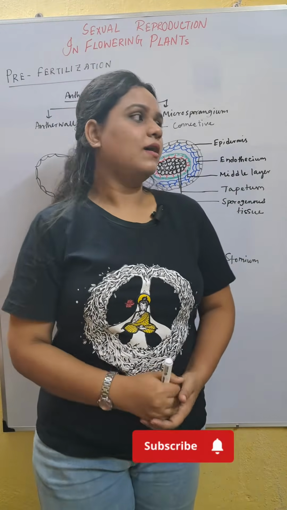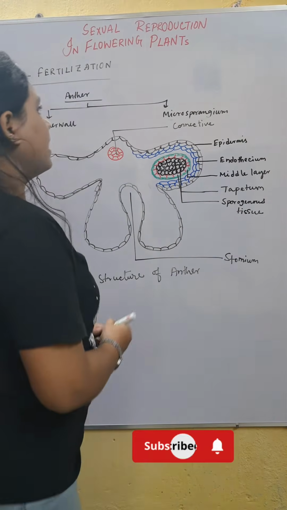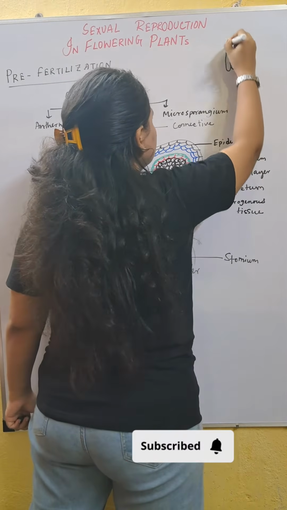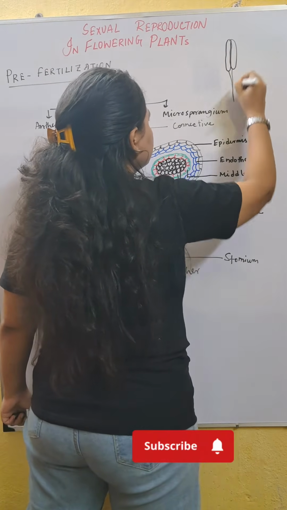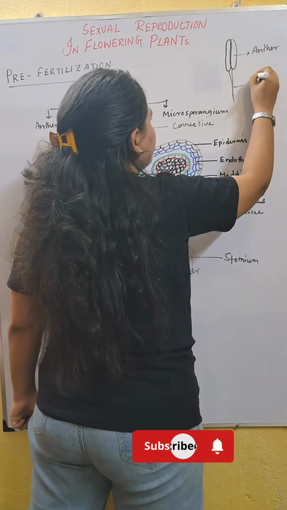Now, let's understand with the labeled diagram of the anther in transverse section. So this is the structure of the anther in transverse section. The anther looks like a bilobed structure. This is the anther and this is the filament.